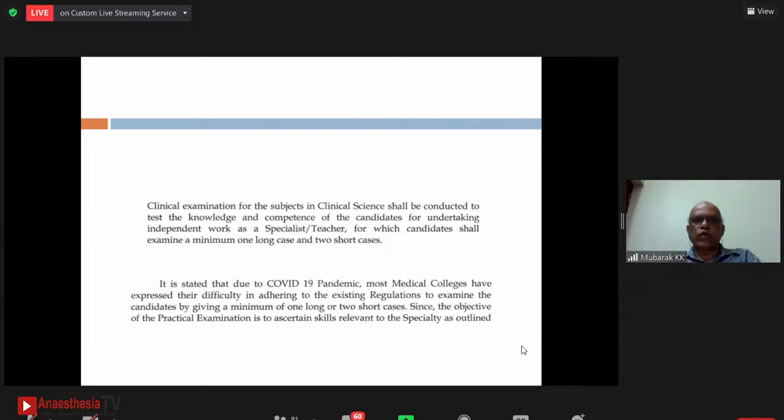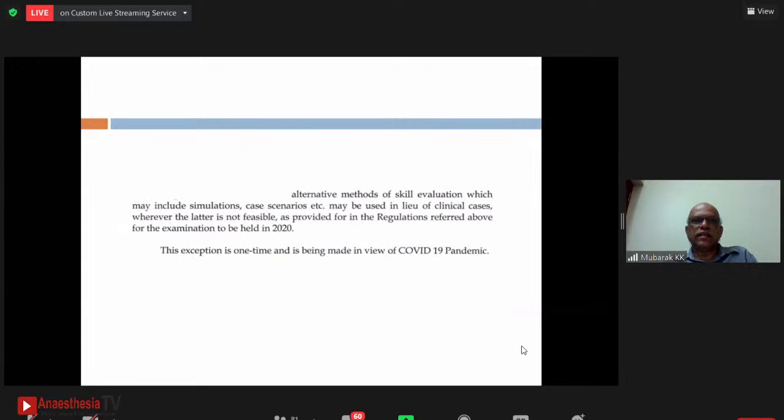It is stated that due to the COVID pandemic, most medical colleges have expressed difficulty in adhering to the existing regulations to examine the candidates by giving cases. Since the objective of the practical examination is to ascertain skills relevant to the specialty, alternative methods of skill evaluation, with simulations, case scenarios, etc., may be used in lieu of clinical cases when it is not possible to have cases for the examination held in 2020. It was only a one-time exception provided by the MCI in view of the COVID pandemic to conduct the exams without having patients.